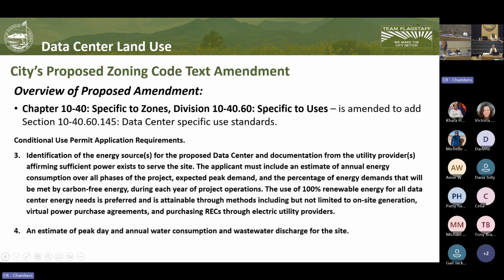That's talking about the RECs. Talking about the what? The RECs, so purchasing those RECs. So it's a power purchase agreement through the utility company. So we're giving you the wide variety of ways.